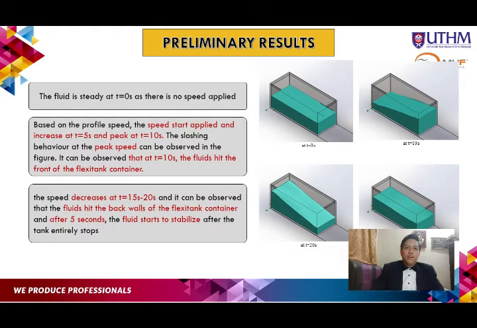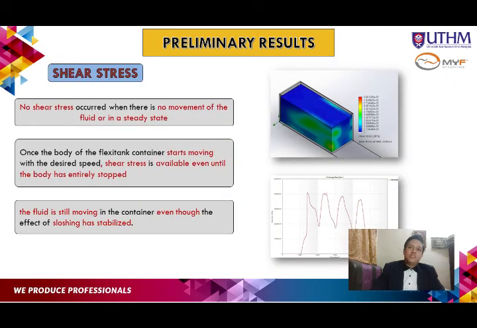We observe that at t equal to 10 seconds, which is the peak of the velocity, the fluid hits the front wall of the container. The velocity starts to decrease at 15 to 20 seconds, and it can be observed at t equal to 20 seconds that the fluid hits the back wall of the container, and it starts to stabilize after 5 seconds of full stop. We can observe at t equal to 25 seconds the fluid has stabilized and there is no massive liquid sloshing.